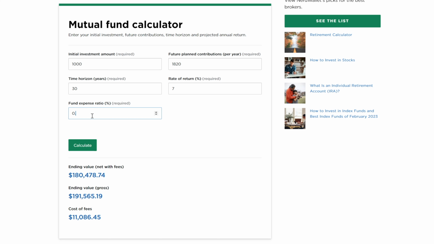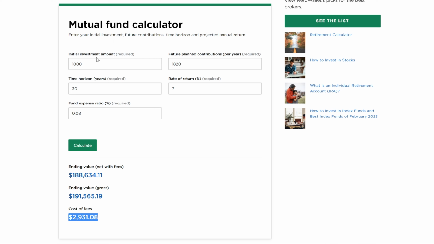I mentioned the VSGAX, which is the 2060 target date retirement that Vanguard offers. That's got a 0.08 expense ratio. If we do the calculation on that, you can see this cost significantly drops. So instead of having $180,000 left over after expenses, this jumps all the way up to $188,000.